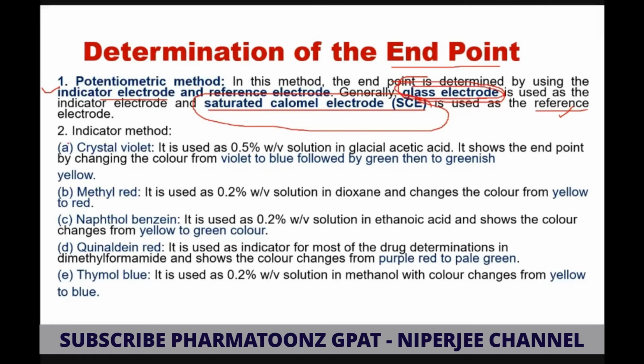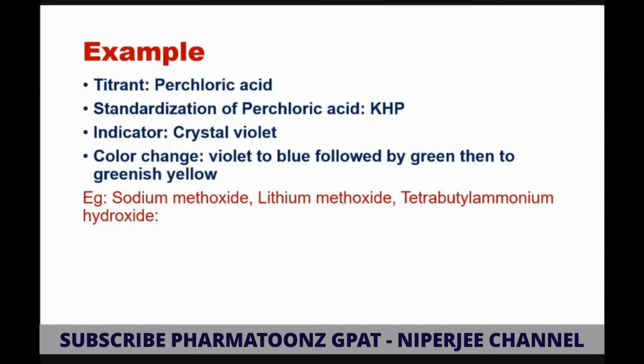The second is the indicator method, where various indicators are used in non-aqueous titration, like crystal violet, methyl red, naphthol benzene, quinaldine, and thymol blue. These are all the indicators used in non-aqueous titrations. One example I think you have performed in the laboratory is the estimation of perchloric acid. Standardization of perchloric acid is done with KHP, potassium hydrogen phthalate, which acts as a primary standard compound. The indicator is crystal violet, and the color change is violet to blue, followed by green and then a greenish yellow form.